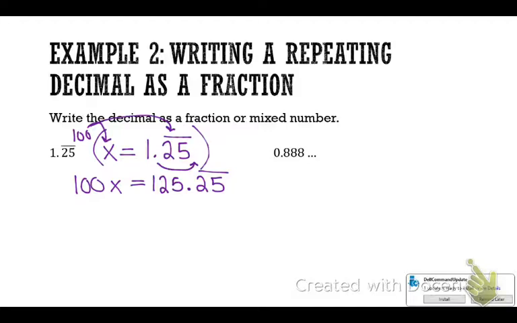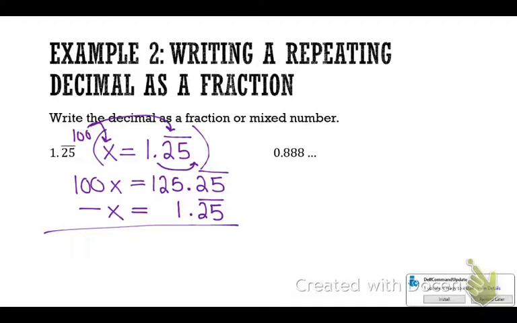All right, so we moved our decimal. Now we subtract the original equation. So now we're going to say minus x equals 1.25, and this is repeating also. So we multiplied by 100. Now we subtract the original equation. All right, here's where we get rid of our repeating decimal.